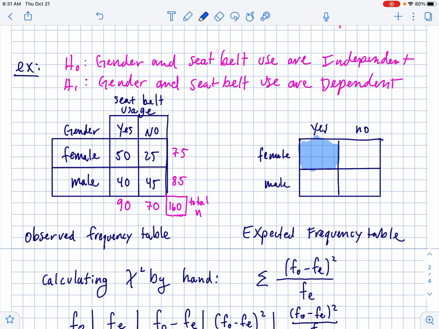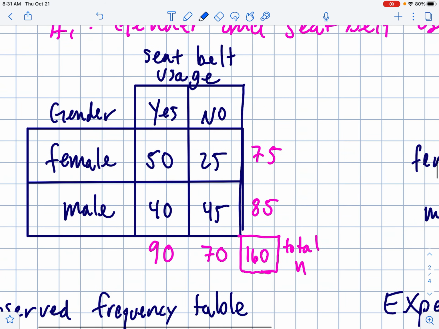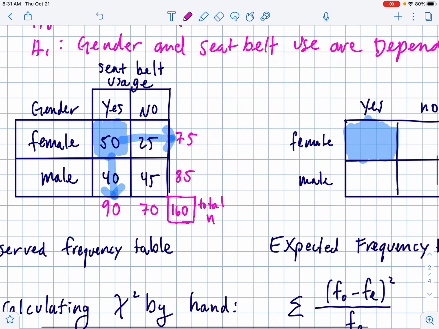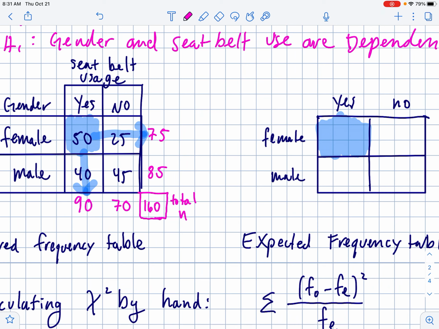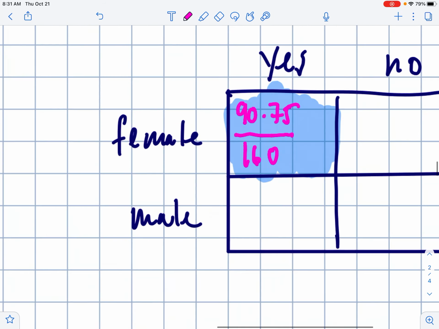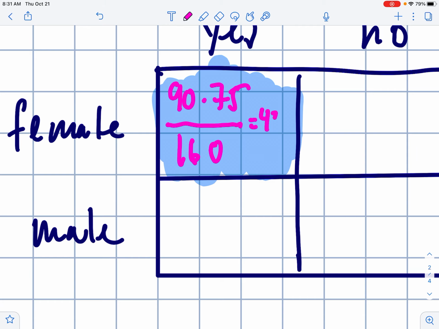Now, to be able to find this square, the expected number of females who use seatbelts, what you do is, if you're going to find this square right here, you look at the total to the right and you look at the total directly underneath it. You multiply those numbers together. So we do 90 times 75, but then divide that by the total number of people that were in the survey. So if you do 90 times 75 and divide by 160, that's 42.1875. So I'm going to say 42.19.